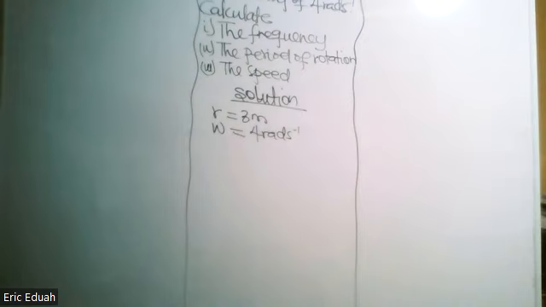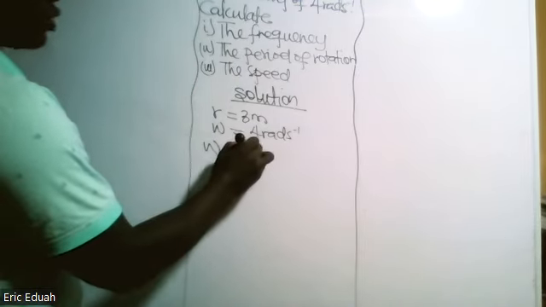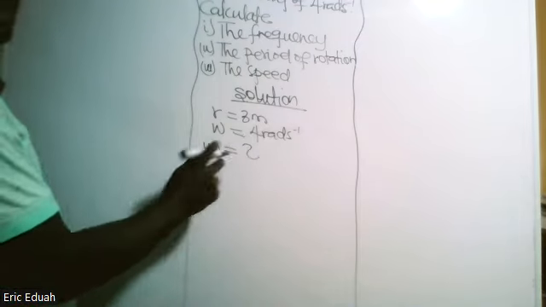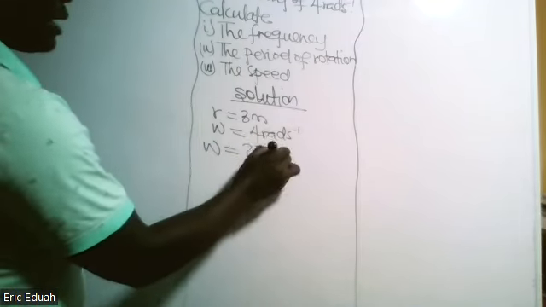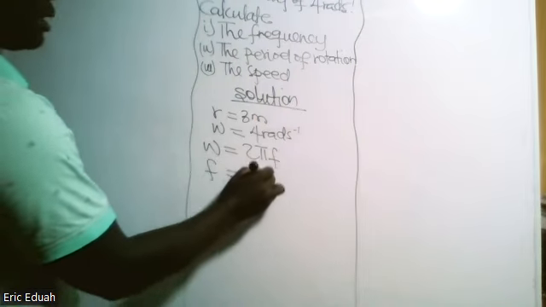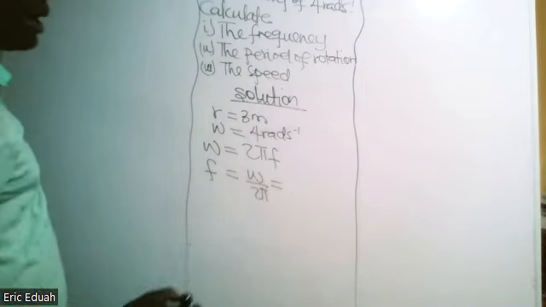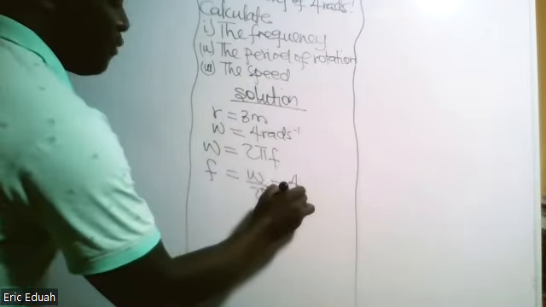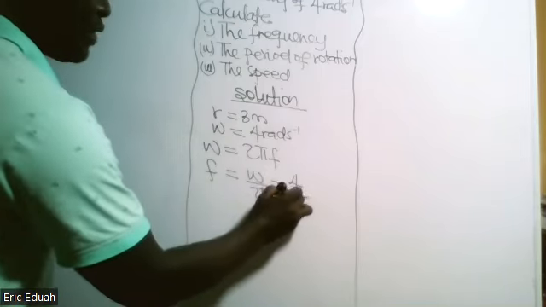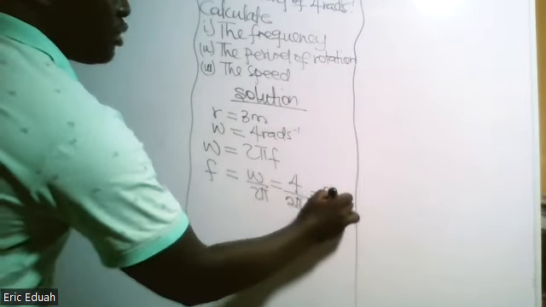The angular velocity is equal to 2 pi f. Good. So frequency will be equal to the angular velocity over 2 pi. Since angular velocity is 2 pi f, making frequency the subject, we have omega over 2 pi. And so omega is provided, 4. The angular velocity is provided, and so the frequency would be 2 over pi.